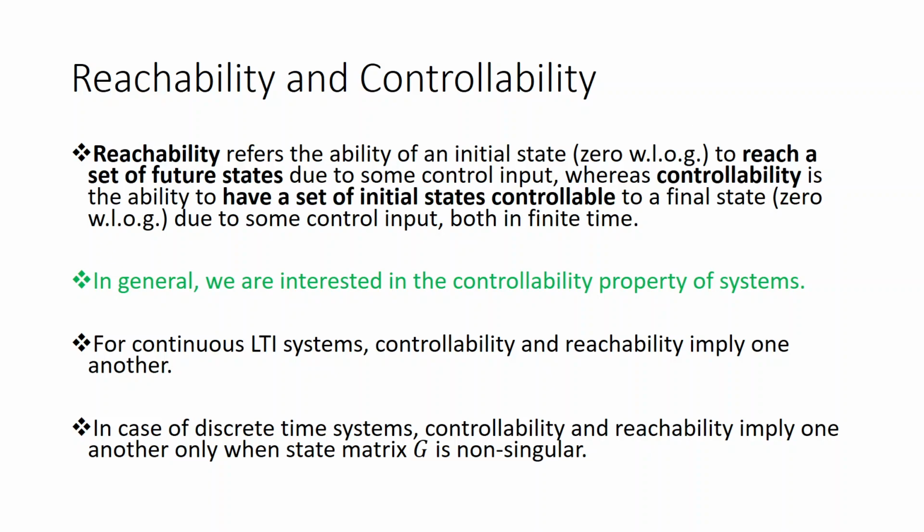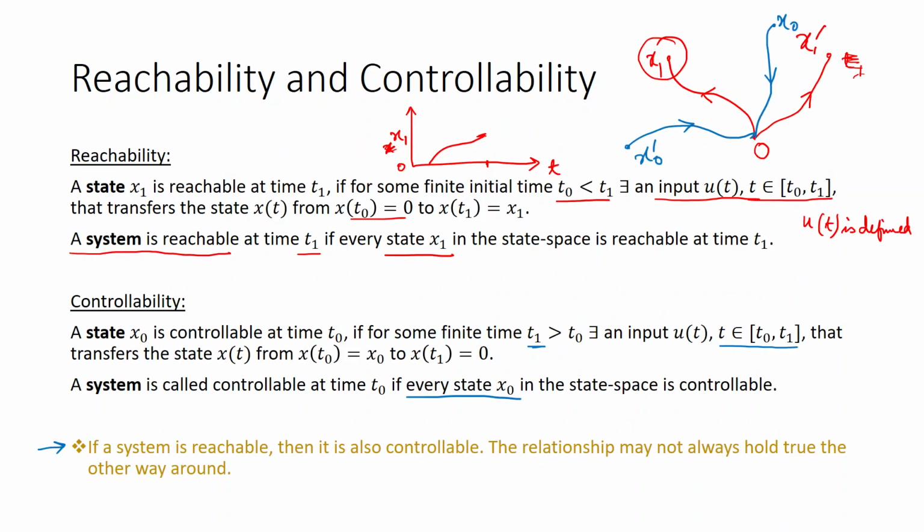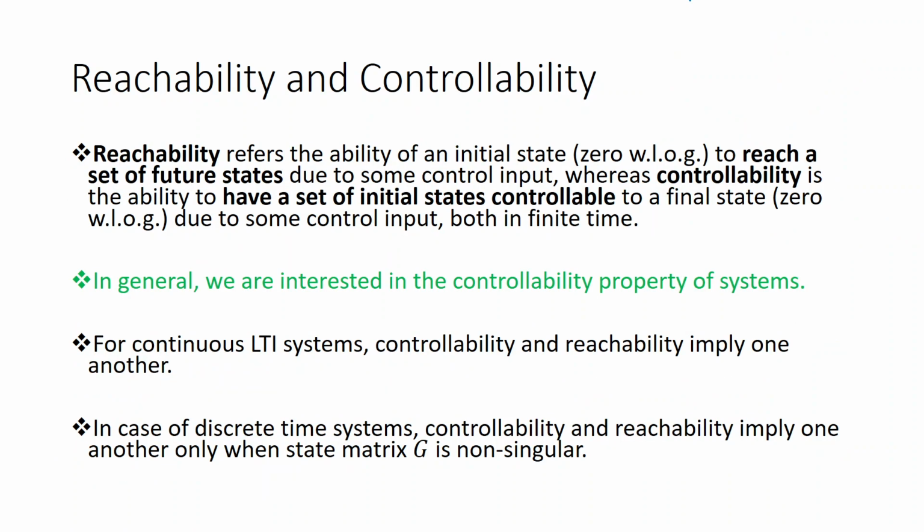Why? Because throughout the entire trajectory we can always subtract that initial state, and then the trajectory we get will start from the 0 state and reach a final state. That's why, without loss of generality, we can assume that the initial state in the definition of reachability is the 0 state, which is the origin. So reachability refers to the ability of some initial state to reach a set of future states due to some control input.